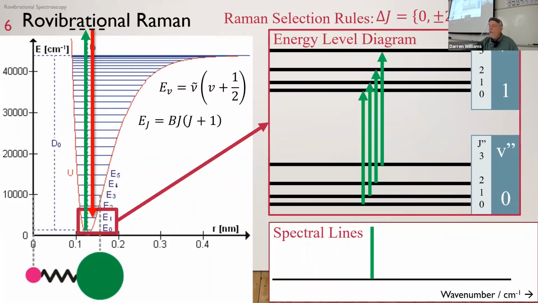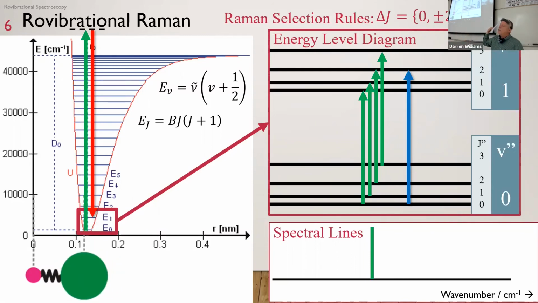But now we have the S lines. So delta J plus 2. So we go from 0 to 2 now, not 0 to 1. And that's shifted to the right even further because it's a bigger difference, a longer arrow. And then I have 1 to 3. And because I've only got 4 energy levels shown on either up and down, I can only show 2 spectral lines for the Raman effect.